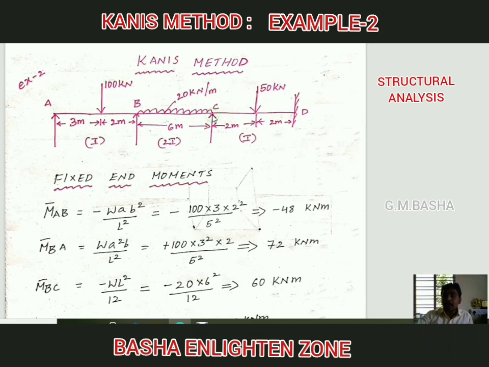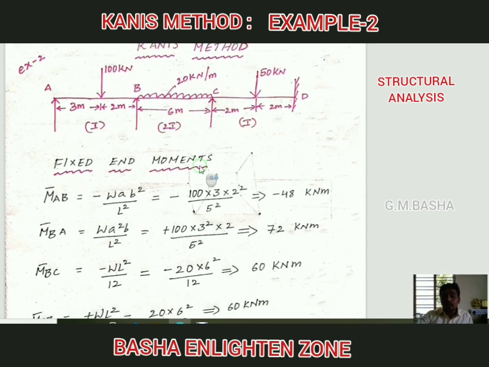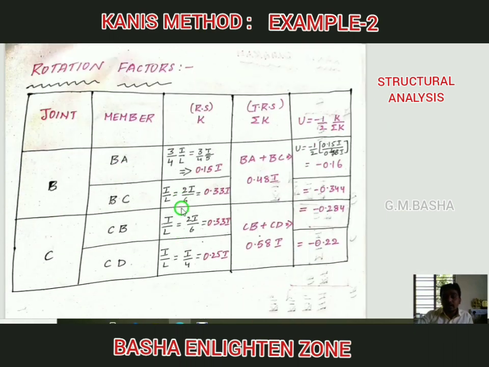That is the reason I am taking relative stiffness equal to I by L. So where I equal to here 2I and L equal to 6. 2I by 6 equal to I by 3. So see here I am taking directly 2I by 6, that one will be equal to I by 3, and simplified in the decimal form you will get 0.33I.